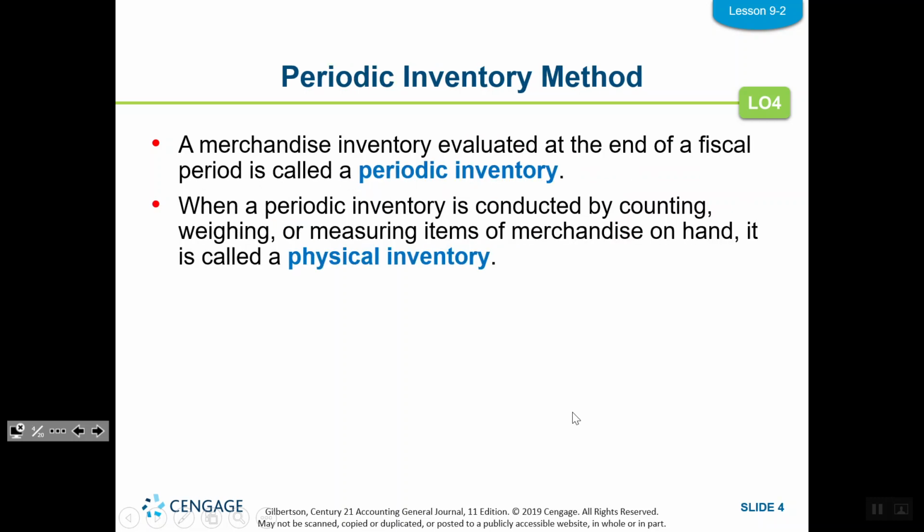Now, merchandise inventory evaluated at the end of a fiscal period is periodic inventory. So if you wait till the end of the fiscal period and you count everything on hand, that's periodic. When periodic inventory is conducted by counting, weighing, and measuring items of merchandise on hand, it's a physical inventory. So you're actually physically counting every single item. When I worked at Walmart and Target, most of the time we worked on the perpetual inventory. As we sold, we removed it from inventory. As we bought, we put it into inventory. But just to make sure everything was correct, every year they would still do a physical inventory to make sure everything matched up.